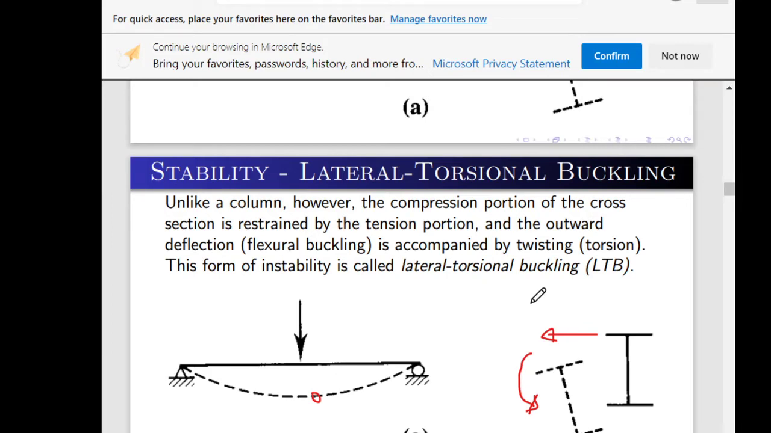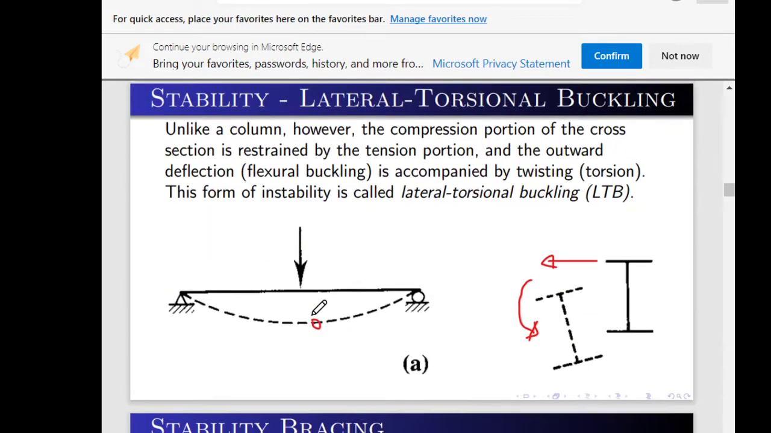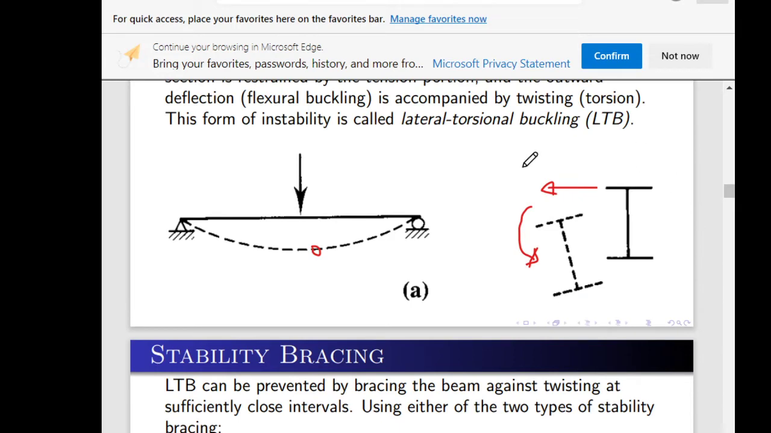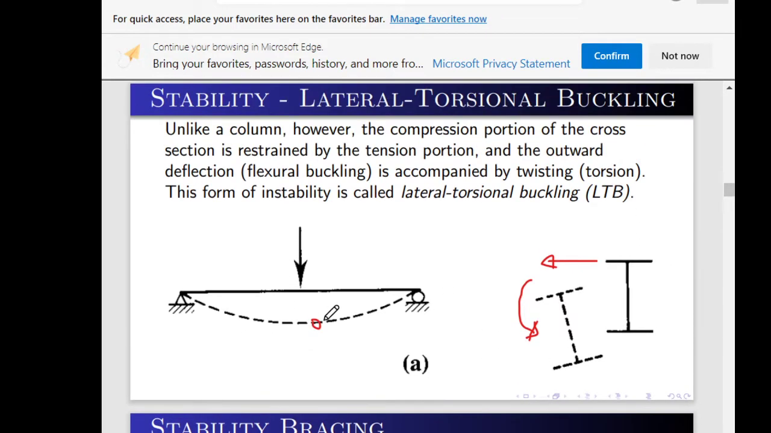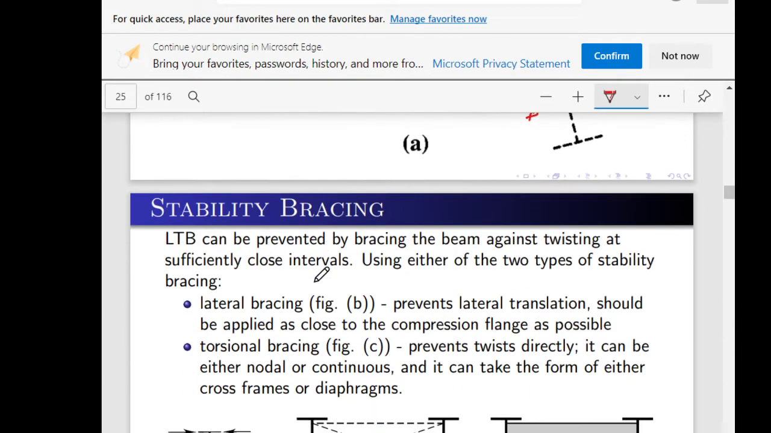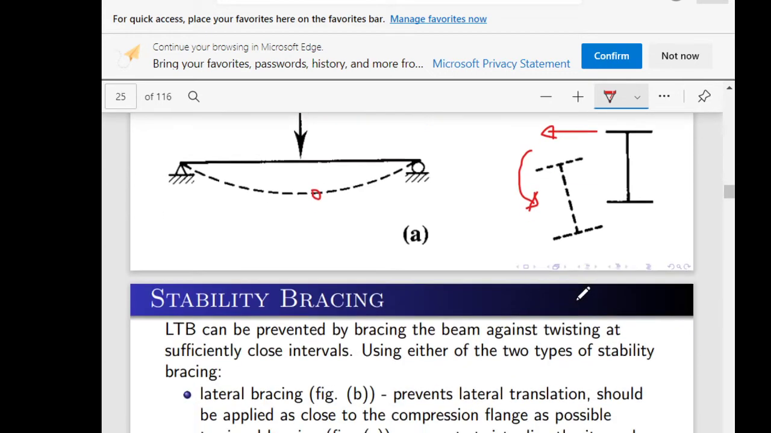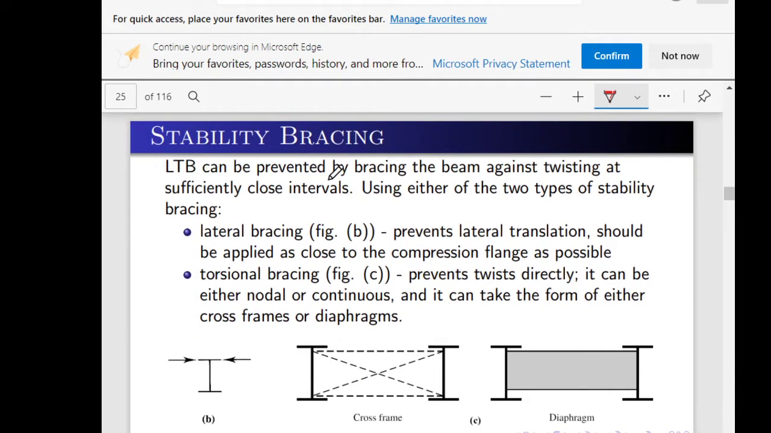If the beam is slender enough, stability bracing is needed to resist or to minimize this buckling. We have to brace the beam. LTB is the lateral torsional buckling. The lateral torsional buckling can be prevented by bracing the beam against twisting at sufficiently close intervals. Using either of the two types of stability bracing, we have the lateral bracing in figure B.